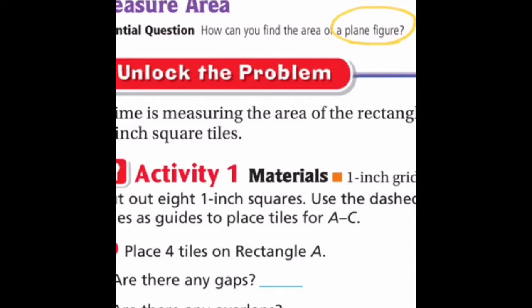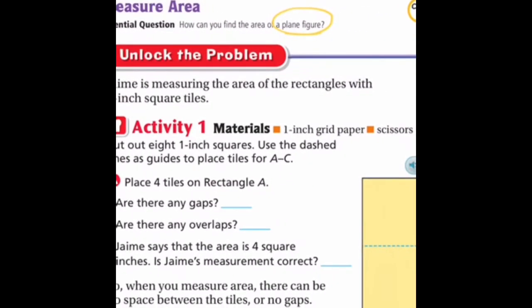So we're going to find the area of a two-dimensional shape. Area is the amount of space inside the object. We've worked with perimeter. That's the distance all the way around an object. Area is the amount of space inside that two-dimensional shape.